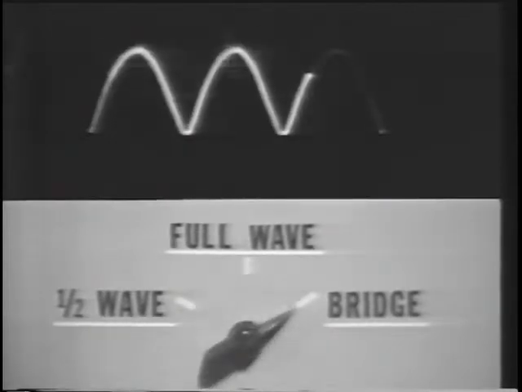Here's the output from a rectifier that combines the best features of the other two rectifiers to produce an output pulse all the time that is still the same peak amplitude as the peak amplitude of the secondary voltage. It's called the bridge rectifier and is the subject of this lesson.